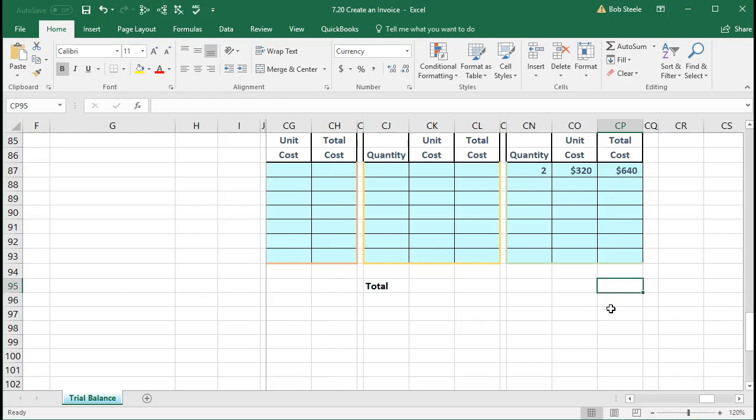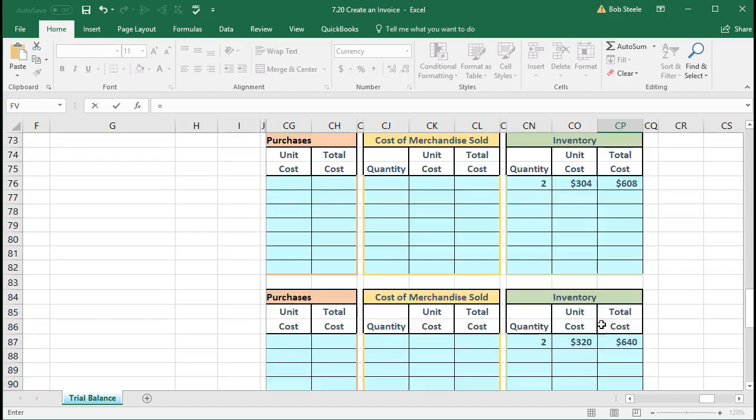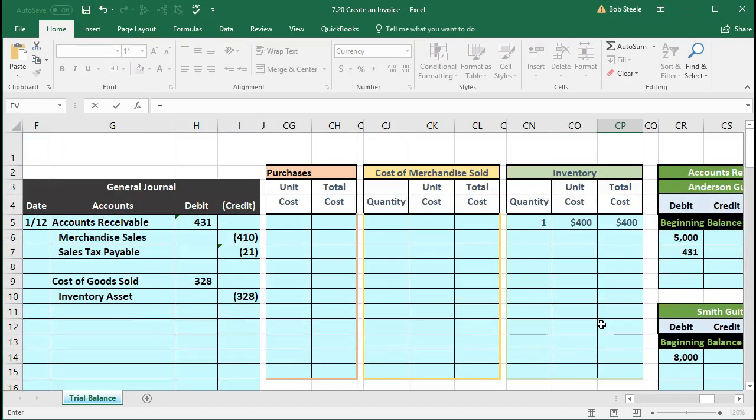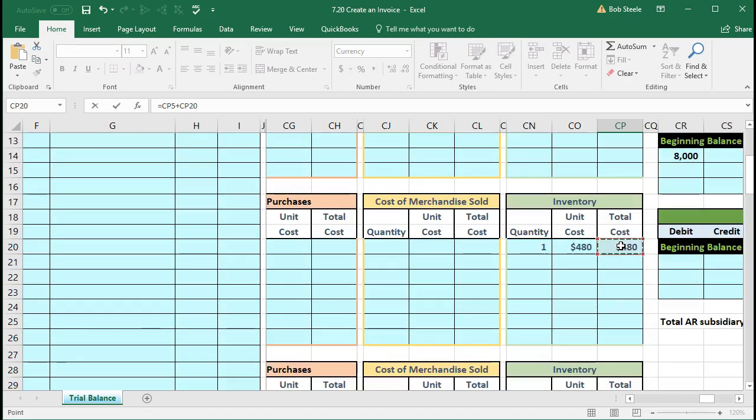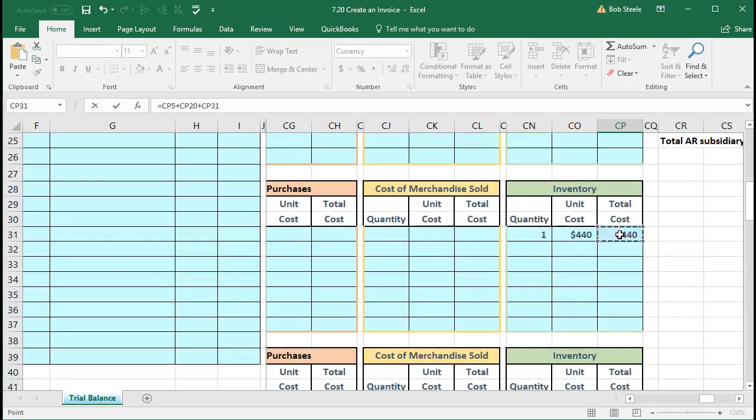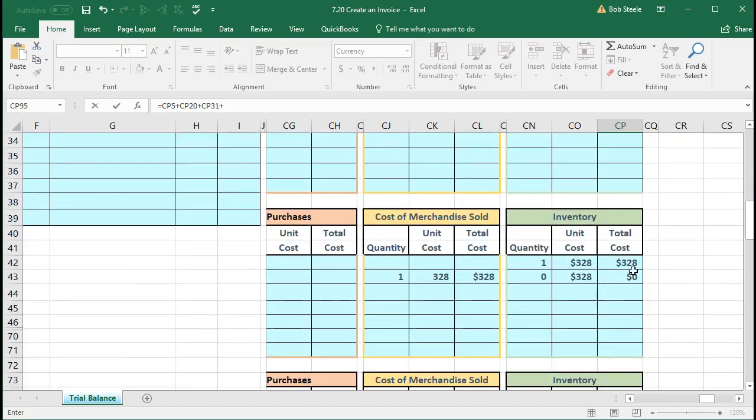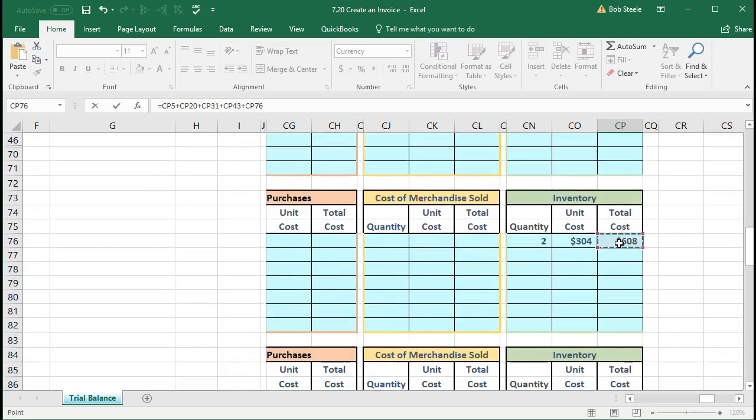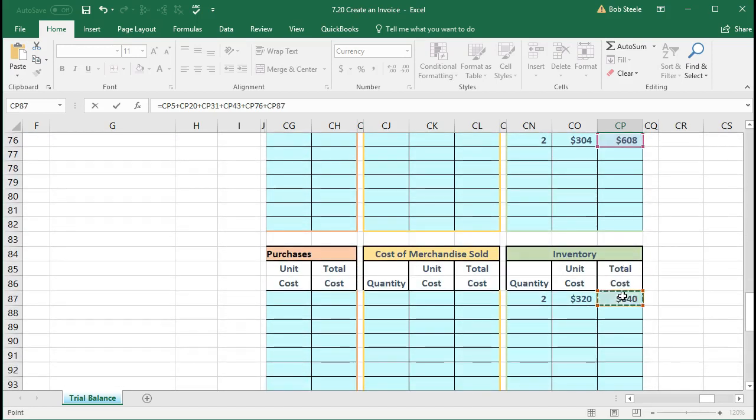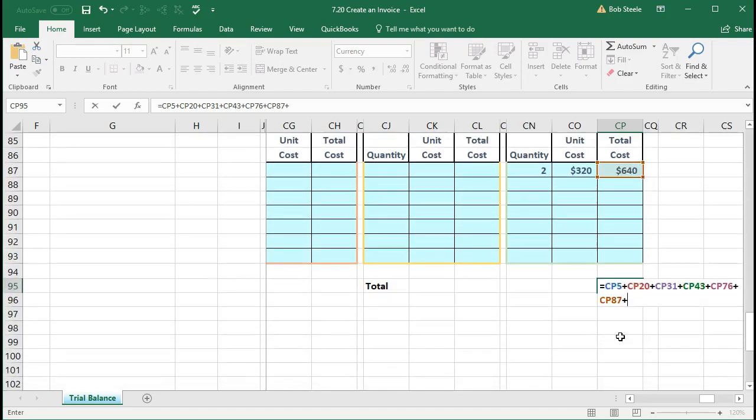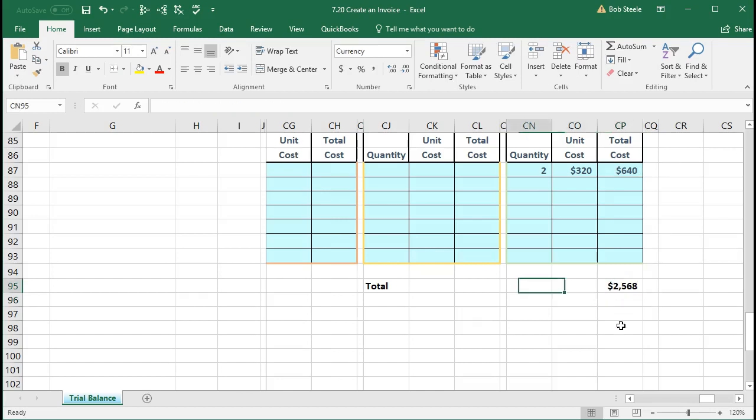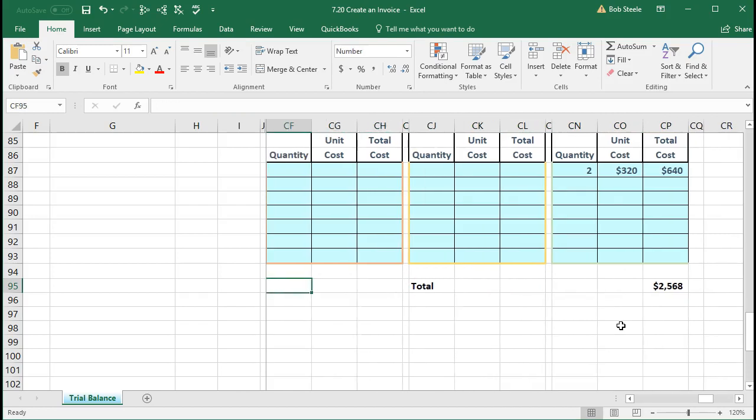We could delete the whole thing and just say this equals, and I'm going to scroll up to the top of this item and just point to the items we want. I want that one plus, we want that one plus, we want this one plus, we want the last number in the column. So we want this one plus this one plus this one plus, that's the last one, delete that last plus, and there we have it. So we get the 2,568. That should match what now is on the trial balance.